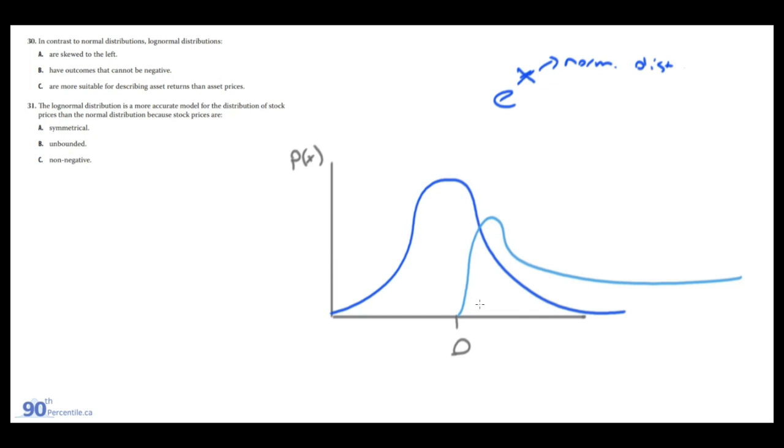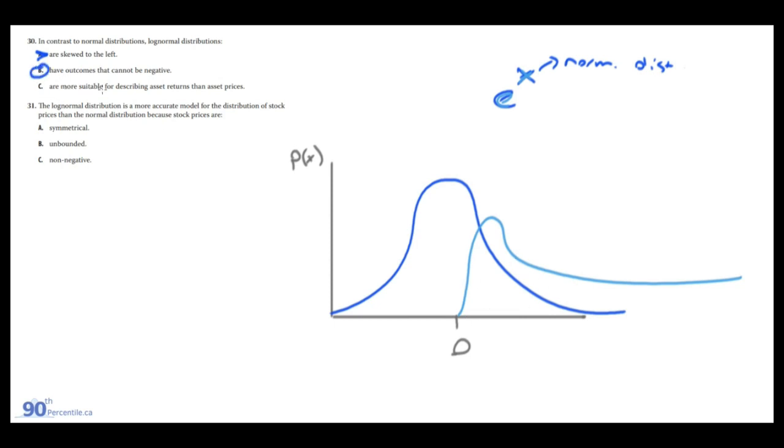So this distribution can't be less than 0. E to whatever can't be less than 0. And then it's also skewed to the right. I know the graph kind of looks like it's skewed to the left, but intuitively it's kind of the opposite. That's how I think of it anyway. And if we take this information and go back to our question, log normal distributions are skewed to the left. Nope, they're skewed to the right. Have outcomes that cannot be negative. That is true because they're bound by 0.